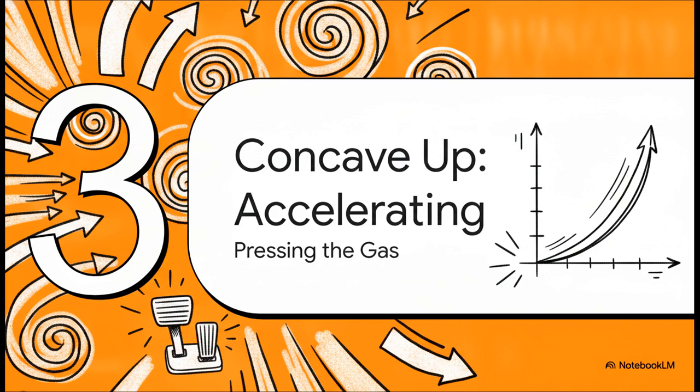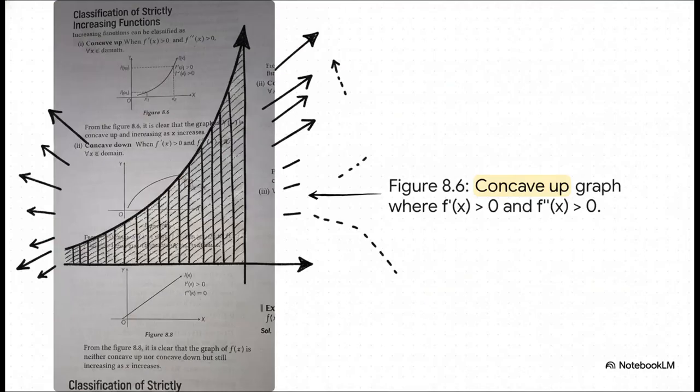That's section 3, accelerating, concave up graphs. Now, what's really interesting about this visual is how the curve behaves as we track along it. Look closely at that shape. It bends upwards, right? Almost like a ramp that's getting steeper and steeper as you move along the x-axis. The math behind this visual tells a very specific, aggressive story. Not only is the first derivative positive, but the second derivative is positive as well.